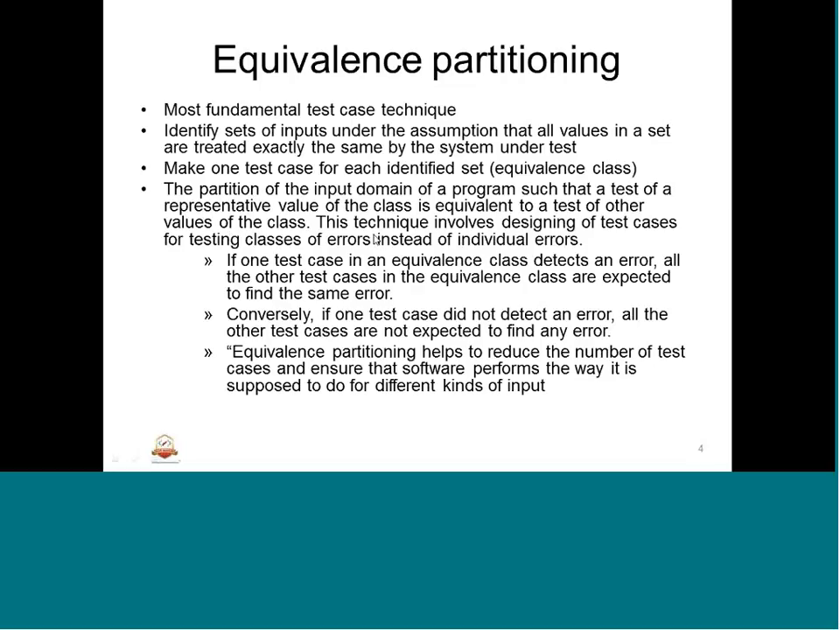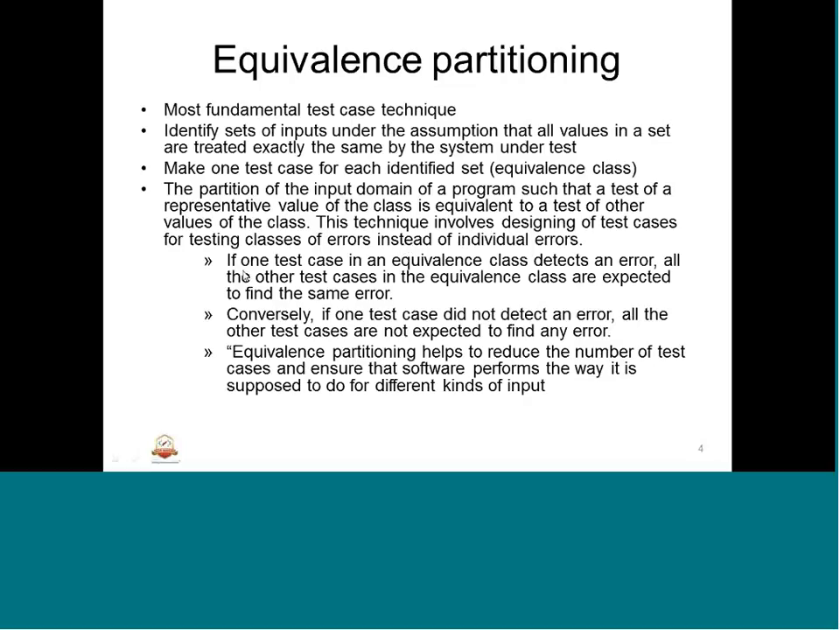This technique involves designing test cases for testing classes of errors instead of individual errors. That means this technique identifies the design of the most appropriate test case for identifying the classes which will result in failures or errors in a group of the system under test, rather than individual errors. If I feed one and the system behaves in a faulty way, and I feed two, three, four and it behaves differently, we identify the appropriate failures or errors as a group between 1 to 10. Suppose I know that it is going to fail, then the most appropriate one I am going to select. That is what it means.